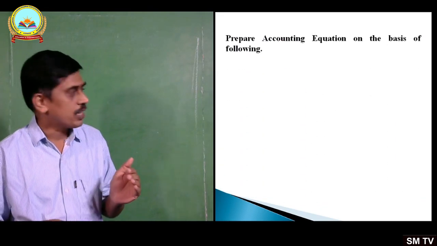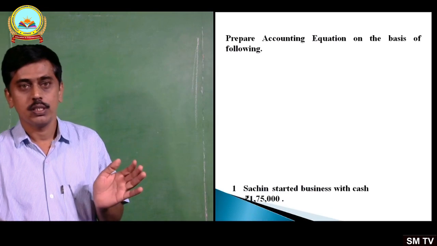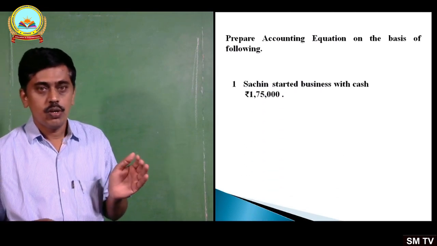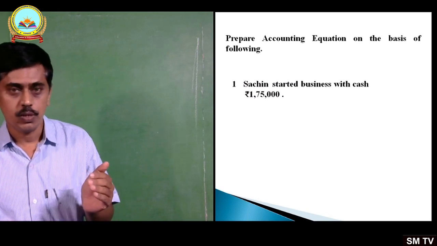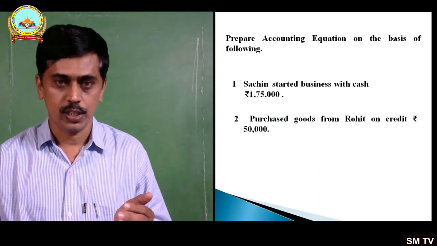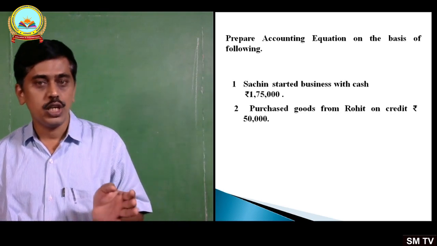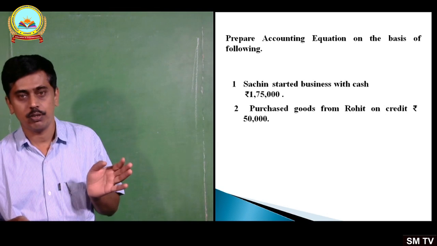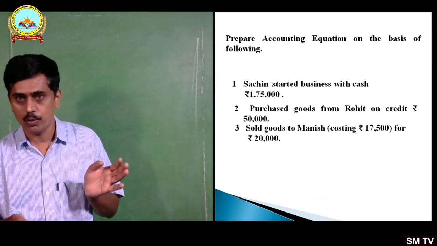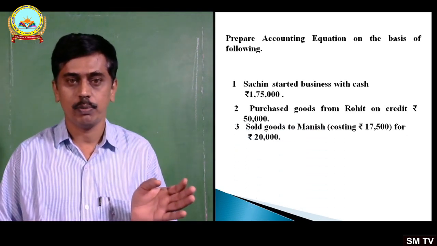Prepare the accounting equation on the basis of the following. First one, Sachin started business with cash rupees 1,75,000. Then purchased goods from Rohit on credit rupees 50,000.